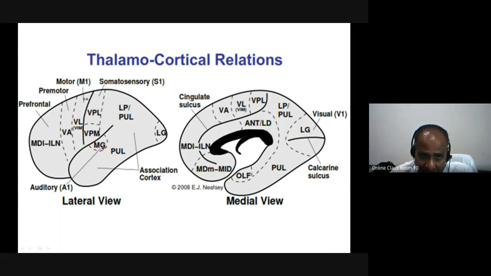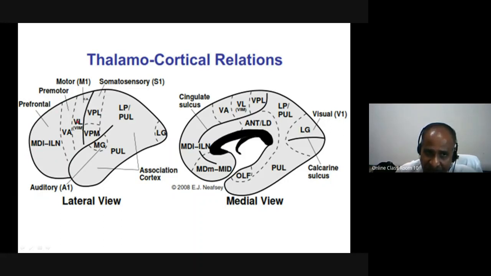So this is the medial geniculate body, that is auditory. And this is the pulvinar. This is the association cortex that tries to focus the attention or visual gaze. So then this is the lateral posterior and pulvinar. So this is the somatosensory association area. That is lateral posterior pulvinar. And lateral geniculate body, here it is the occipital cortex. Then the medial part is to the prefrontal cortex.